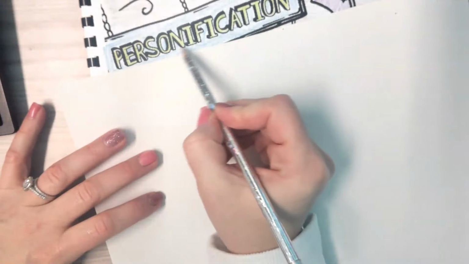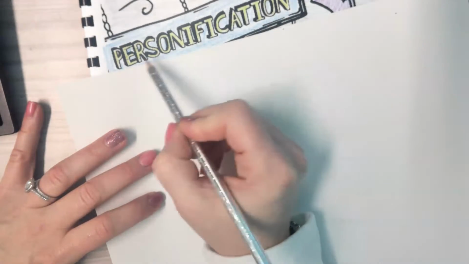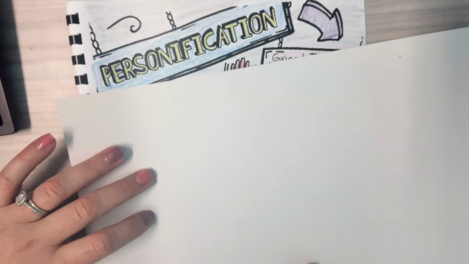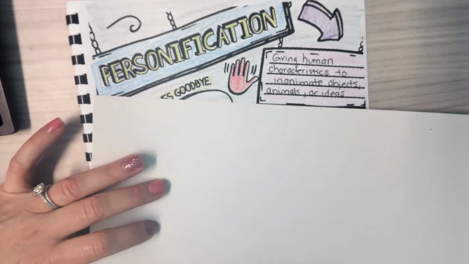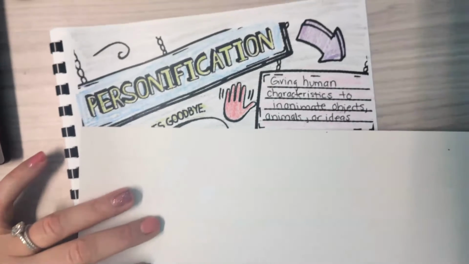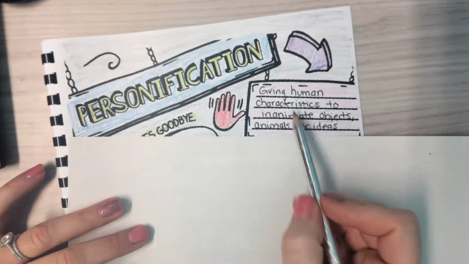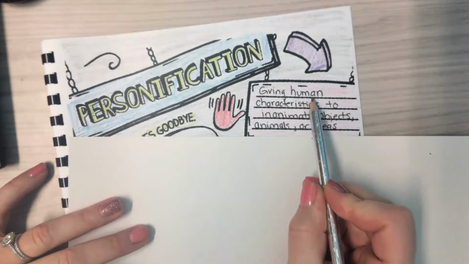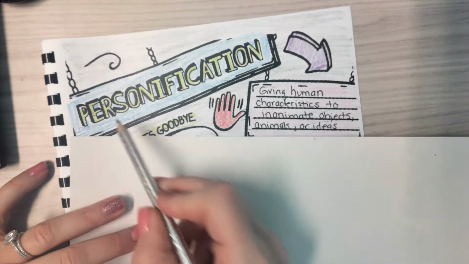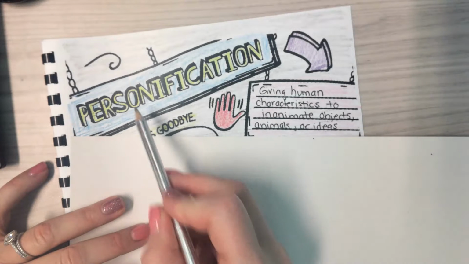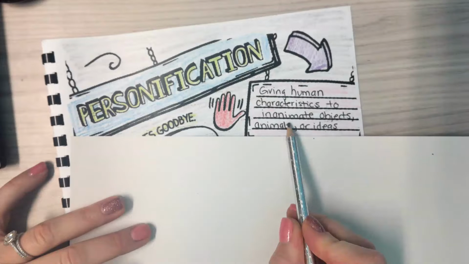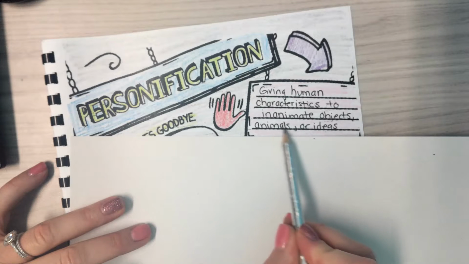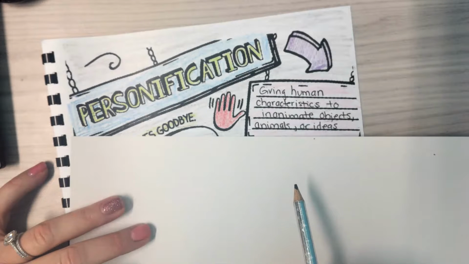So personification, you'll notice it has the word person in it, right? Person. That's going to be important to help us remember what personification means. So here's what we want to write for our definition. Personification is giving human characteristics or person or people characteristics to inanimate objects, animals, or ideas.